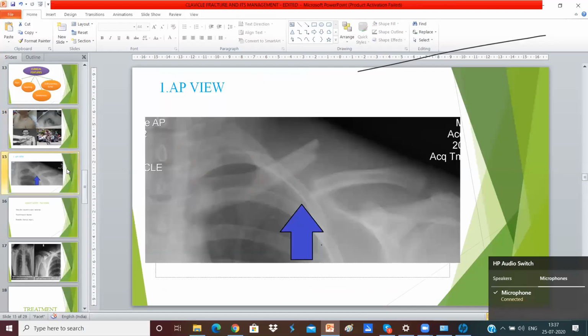Now if the patient comes to you in casualty, you necessarily go for the X-ray. And in the X-ray, the picture shows a middle 1/3 fracture. This fragment is going upward and this fragment is going downwards. So there is a cross displacement between the fractures.